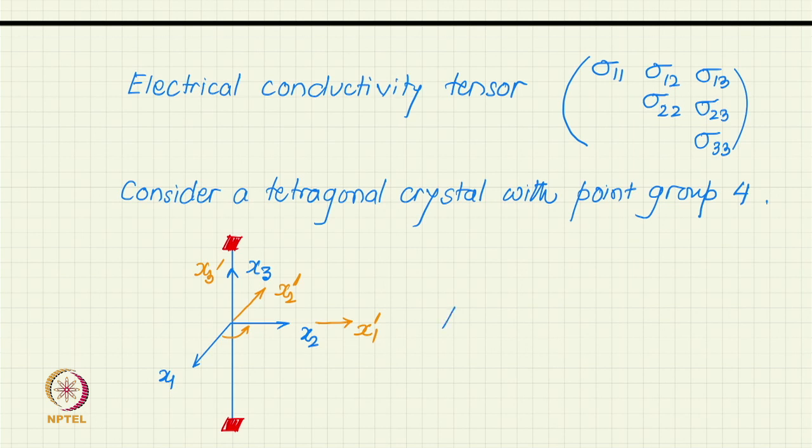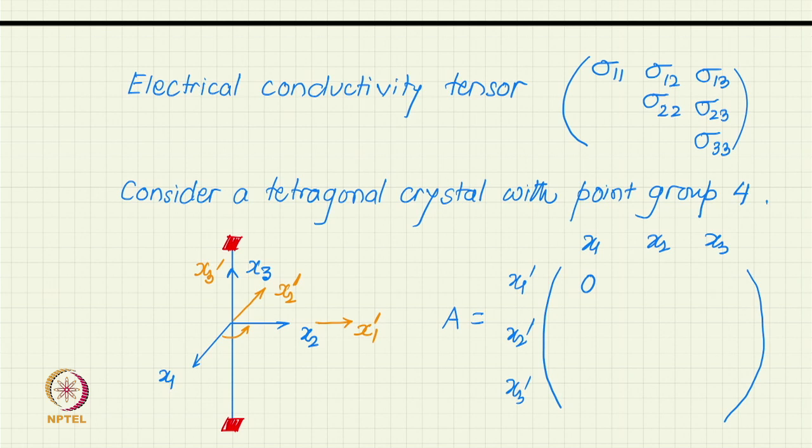So, let us set up our transformation matrix, x1 prime, x2 prime and x3 prime on the left, x1, x2, x3 on top, and then we quickly write the cosine of angles between these directions. So, x1 prime is at 90 degrees to x1, so 0, it is along x2, so 1, and it is again 90 degrees to x3, 0. Similarly, x2 prime is actually 180 degrees away from x1, so that is minus 1, 0, 0, and finally, for x3 prime, 0, 0, 1. So, we have this A matrix.